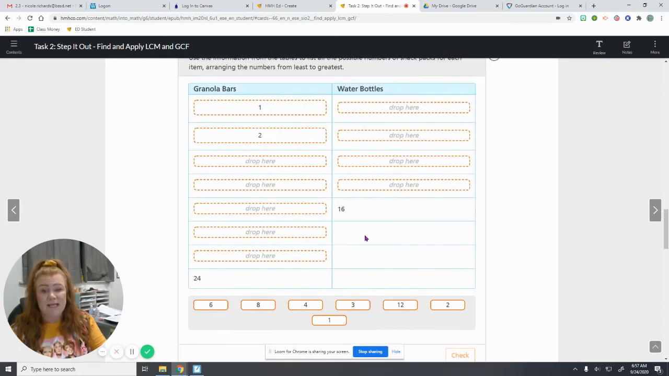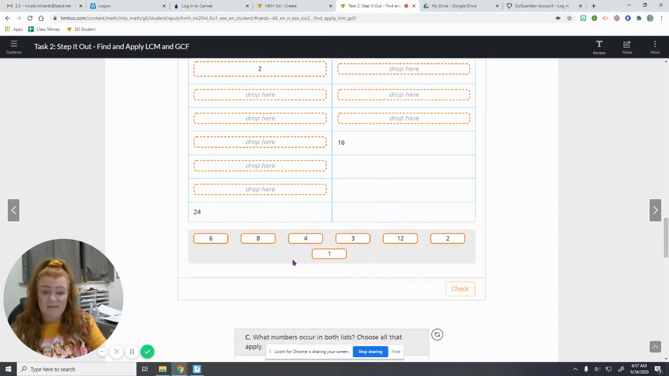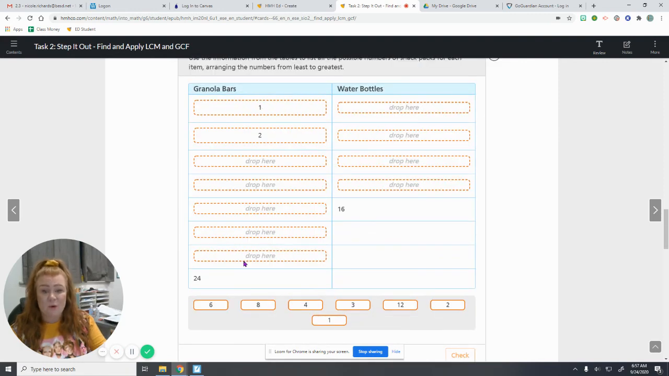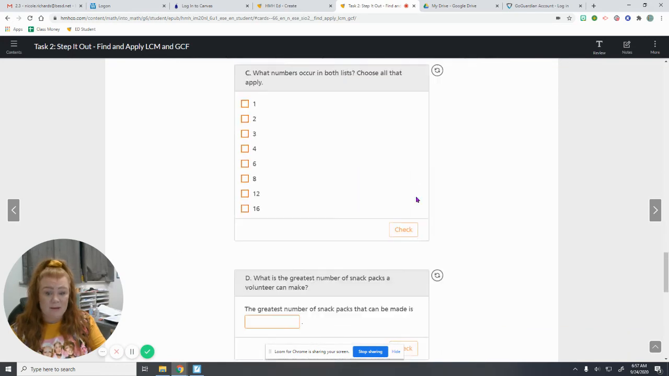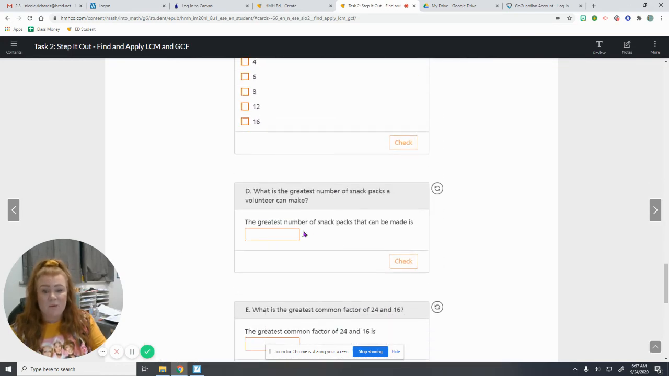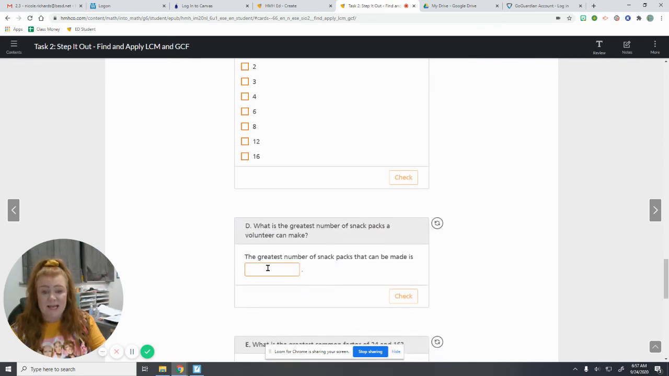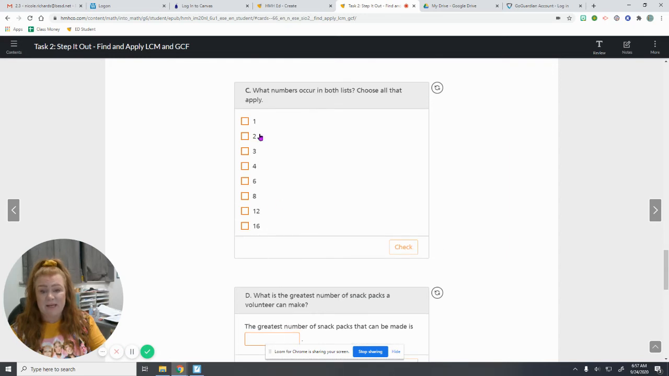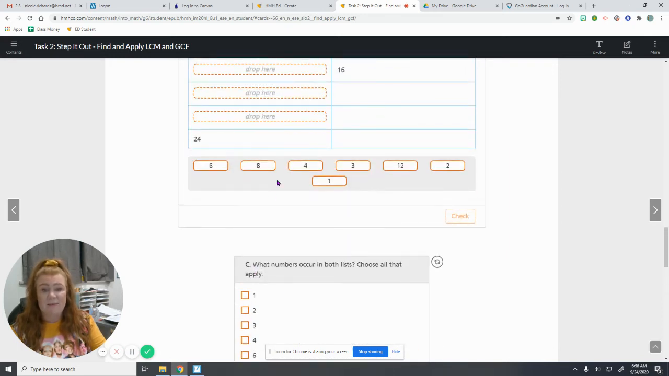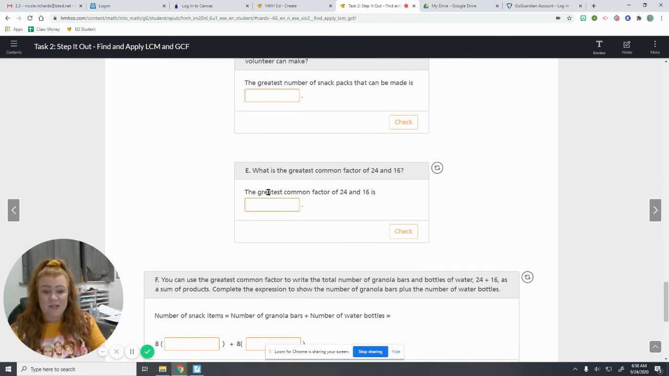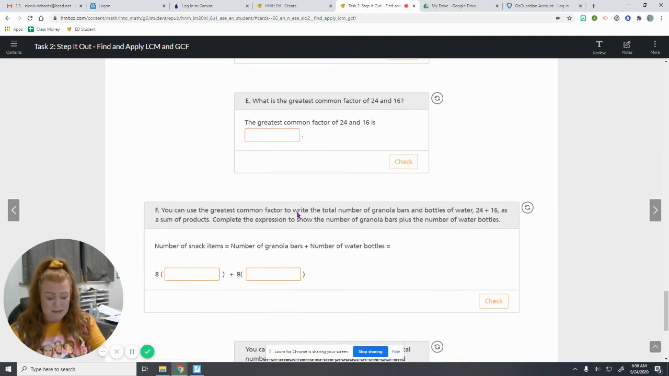So now you're going to take a look at your list, and you're going to look for any numbers that they have in common. And you're going to check all of the numbers that are shared with the granola bars and the water bottles. So now the greatest number that you checked was the GCF. So the greatest number, you'll type it in here, was, and the biggest number that they both had on their list. So the greatest common factor, so same number, the greatest common factor is, type it there.